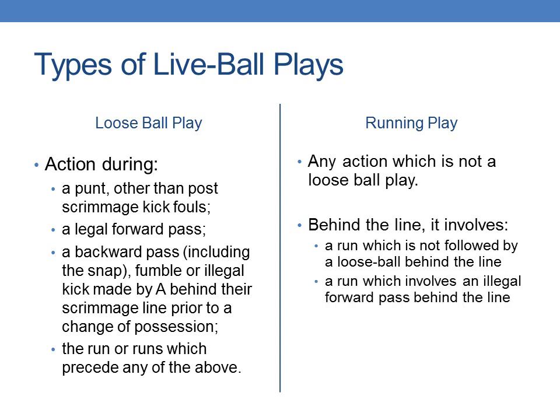And then if we have an illegal forward pass behind the line, illegal forward passes are always categorized as fouls during running plays, so that action that preceded that would be a running play. Beyond the line, it includes any run. So anytime the ball is run beyond the line or caught beyond the line and advanced, that portion of the play is a running play.